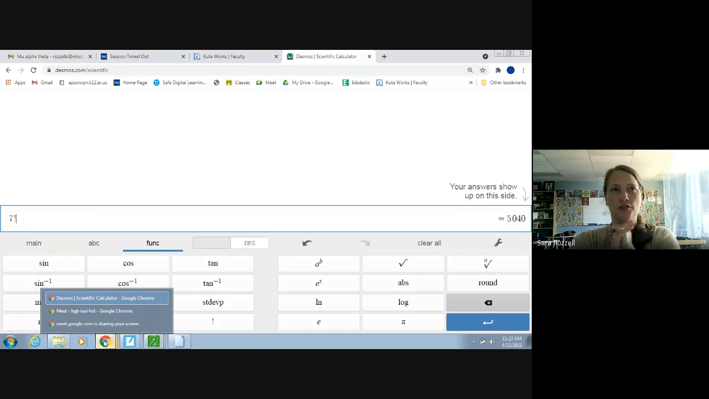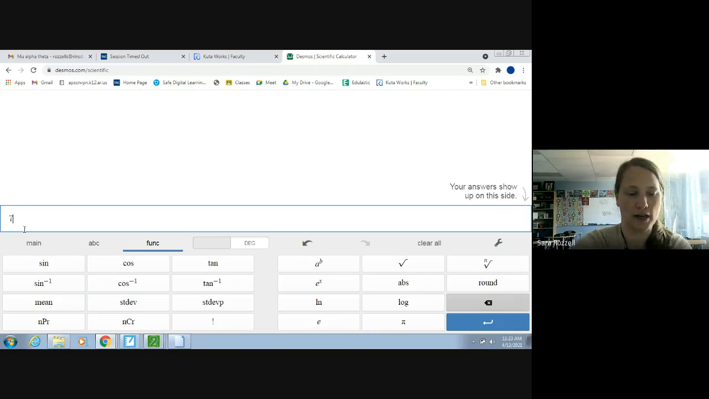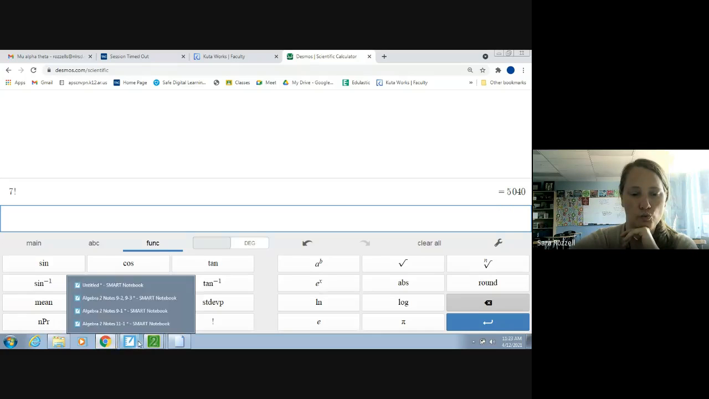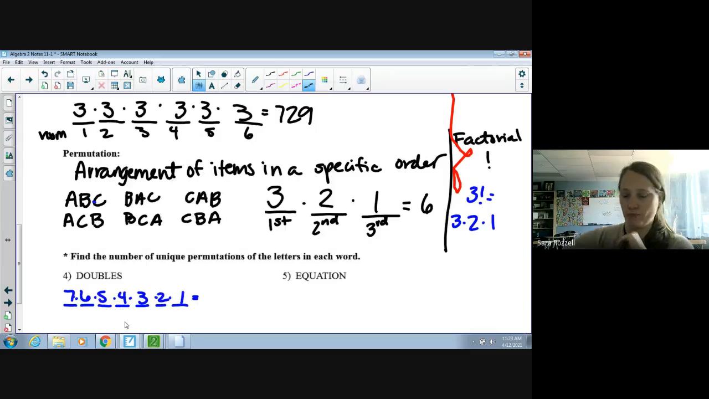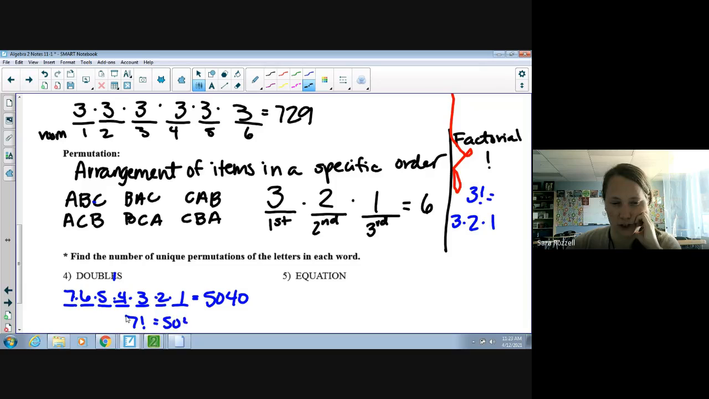Any questions on how to use the Desmos calculator for that? You're just doing the exclamation. I'm going to make sure if I just type in an exclamation point. Yeah, you don't even have to go to the function. You can just type the exclamation in. That is 5,040. You could also do 7 factorial, which is 5,040.